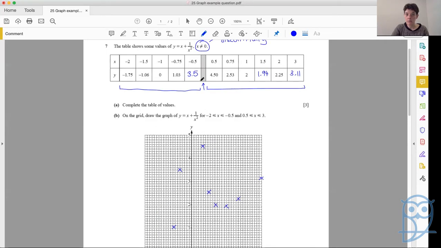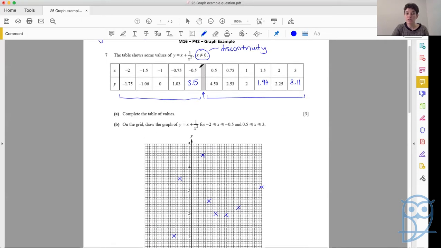Now we must remember when we join our curves that we have to leave these ones unconnected. They've got a gray block between them. X cannot equal 0. We have a discontinuity. The y-axis is an asymptote for this curve.